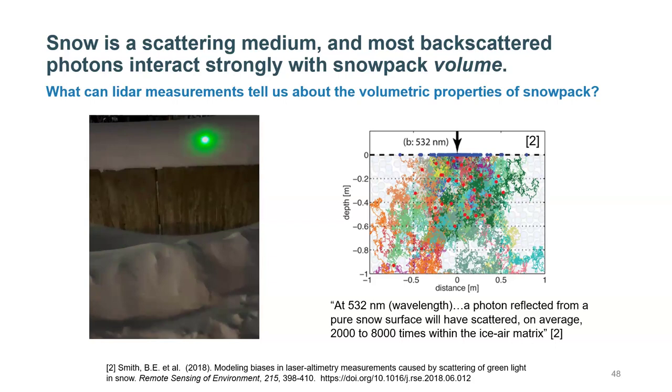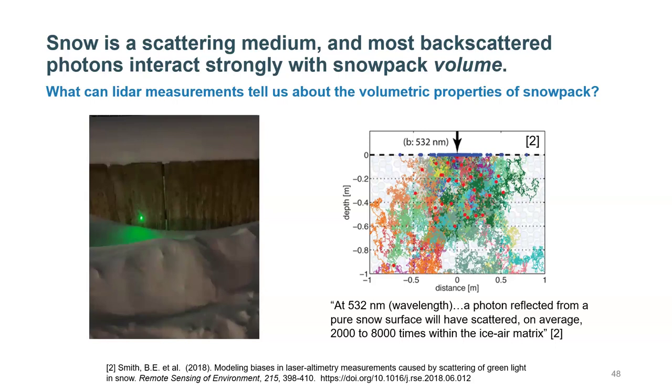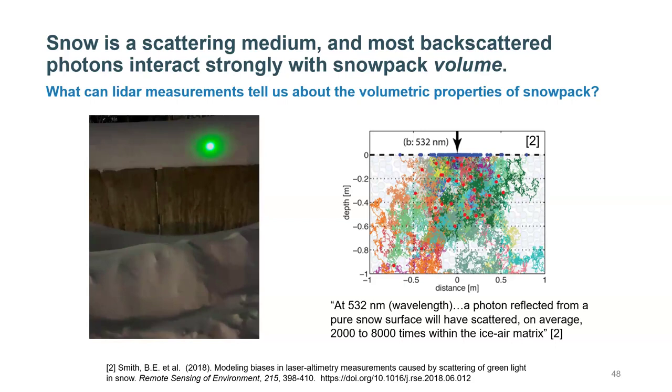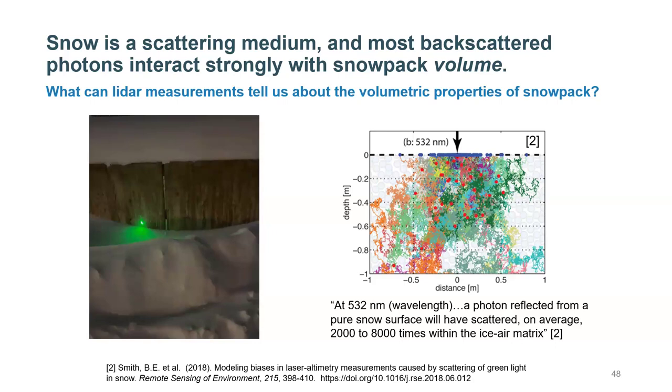And so the questions that motivated this work were A, if I were to illuminate snow with a laser pulse, what would the backscattered light look like to a time of flight camera? And then B, could measurements like this be used to estimate any important snow properties?